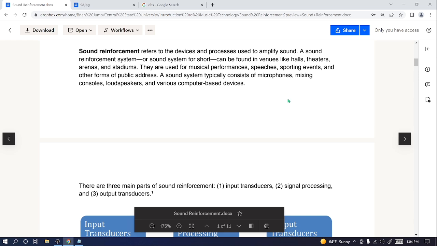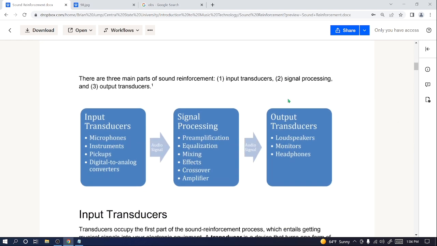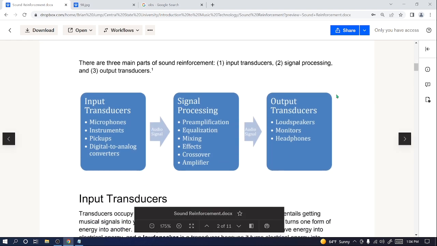Sure, you knew all of that already anyways. Let's split our sound system into its three main components. So sound systems, on the whole, consist of input transducers, the signal processors, and output transducers. Now, we should be familiar with the nomenclature at this point.